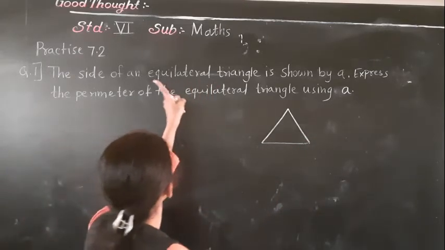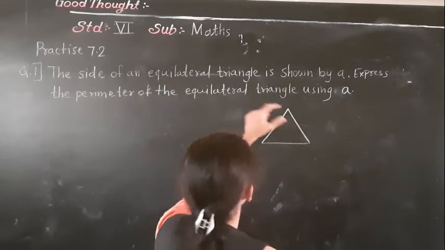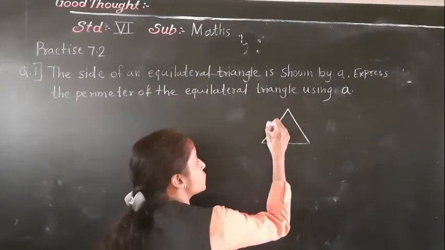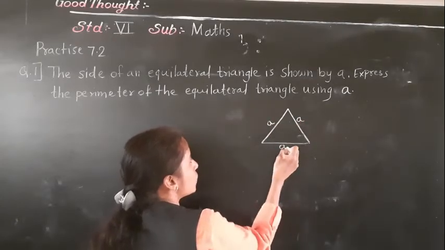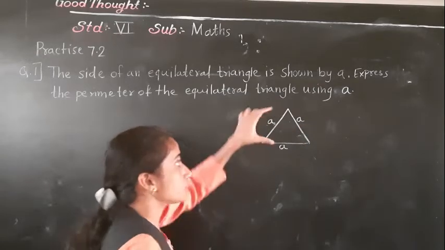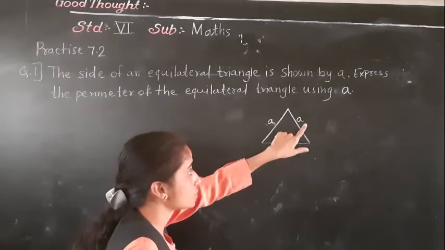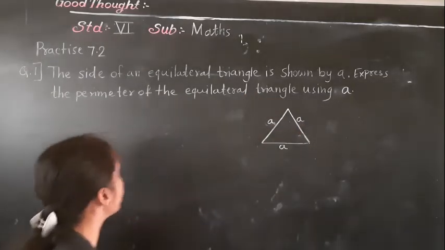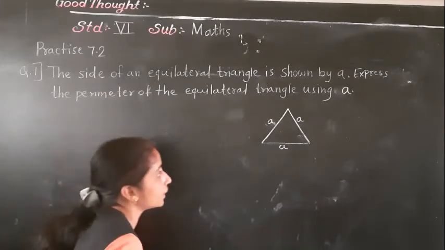And what is given? The side of an equilateral triangle is shown by A. So this side is A, this is also A, and this is also A. Express the perimeter of the equilateral triangle using A.